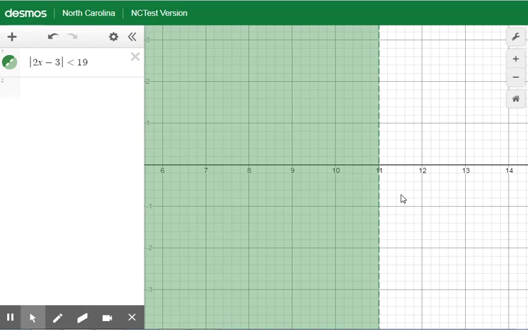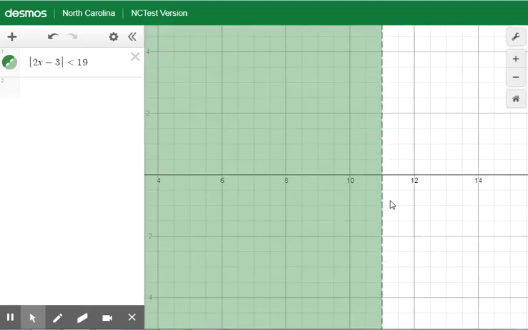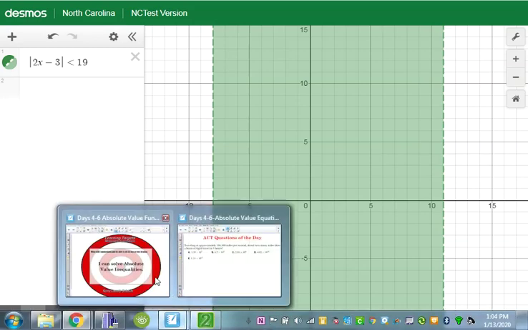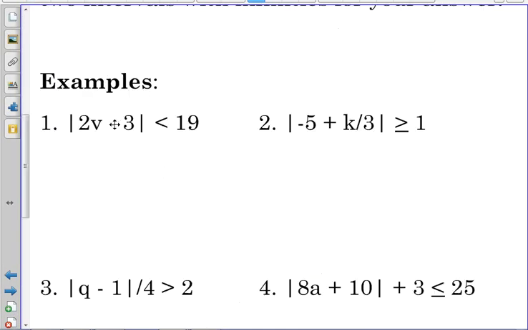Now, the other detail about this, hopefully you can see over here on the side, it's a dashed line on both sides. It's not a solid line, it's a dashed line. So what that means is -8 and +11 are not included in our answer. So here's how we need to express that answer. There is one interval, -8 to 11, it's not included, so we use parentheses.